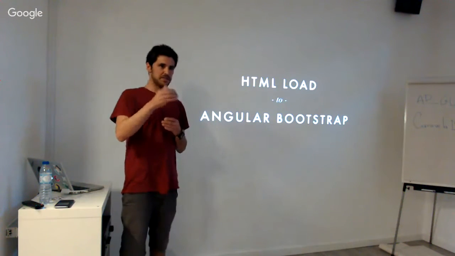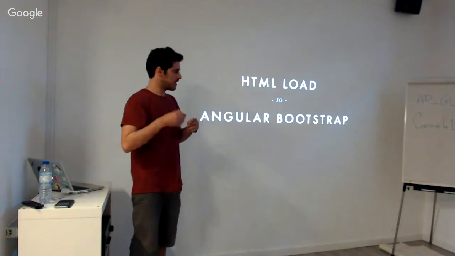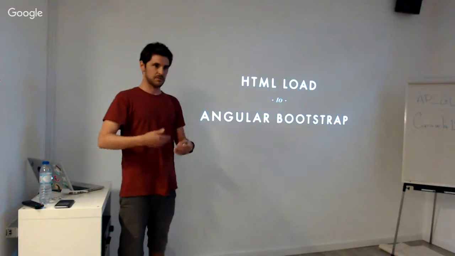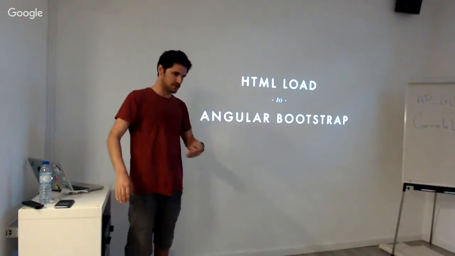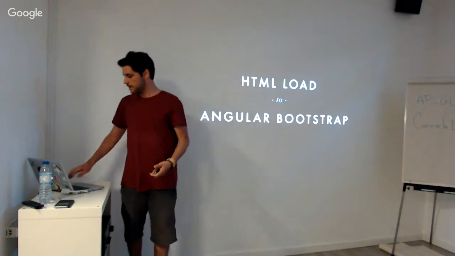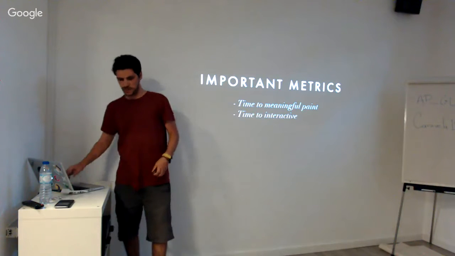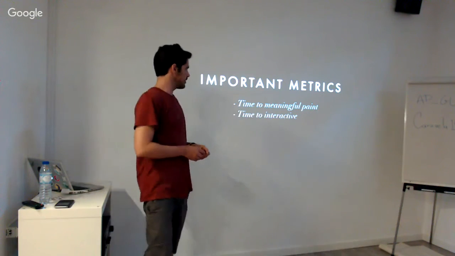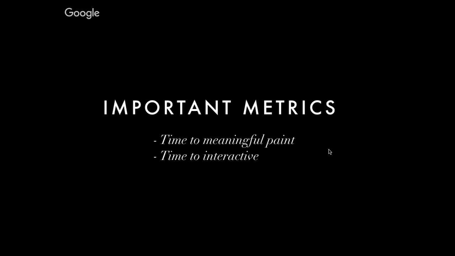So the time between the browser getting the HTML document from the server and the time that Angular has to process, or the browser has to process the Angular code, parse it, run it, this can take some time. So there are two important metrics in this. One is the time for meaningful paint, which means it's the time that the user can actually see something on the page.